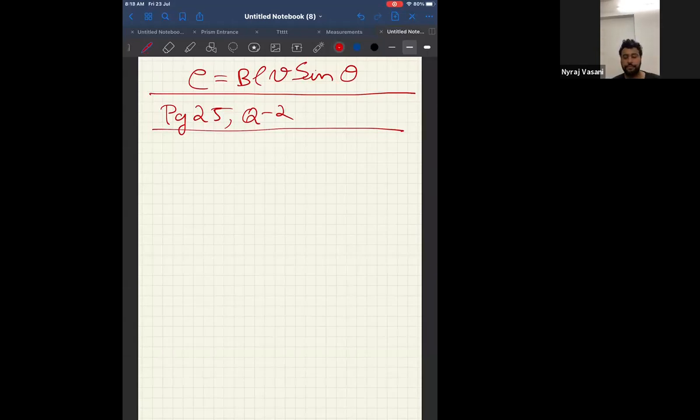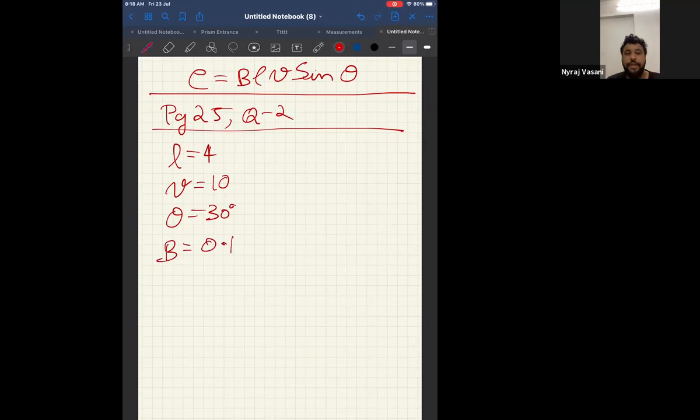Okay, listen now. We'll start. A straight conductor of length 4 meter, therefore can I say length is equal to 4 meter, moves around at a speed of 10 meter per second. Therefore, speed is 10 meter per second. When the conductor makes an angle of 30 degree with the direction of magnetic field of induction, B is equal to 0.1 Weber per meter square.